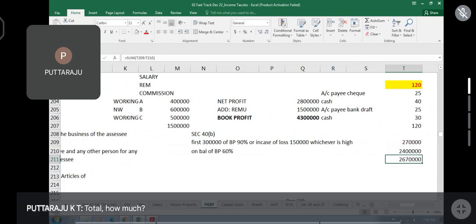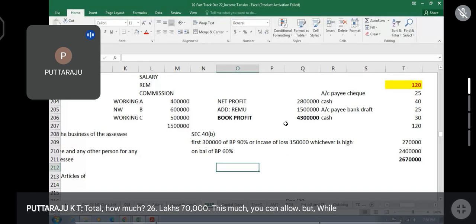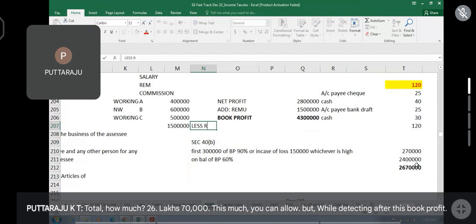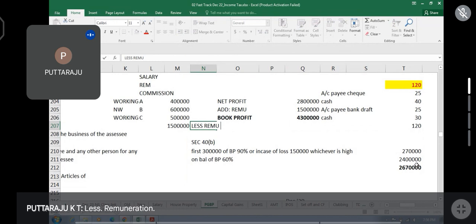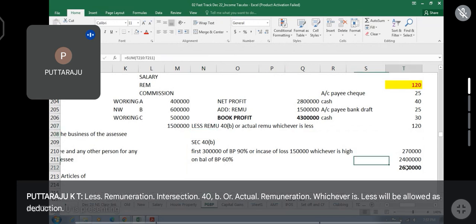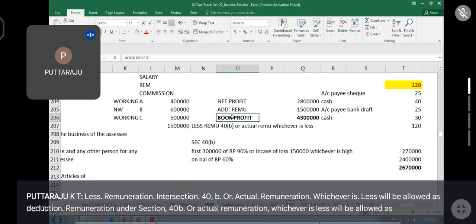Total how much? 26 lakhs 70,000. This much you can be allowed, but while deducting after this book profit, less remuneration under section 40B or actual remuneration, whichever is less, will be allowed as deduction. Remuneration under section 40B or actual remuneration, whichever is less, will be allowed as deduction from this book profit.